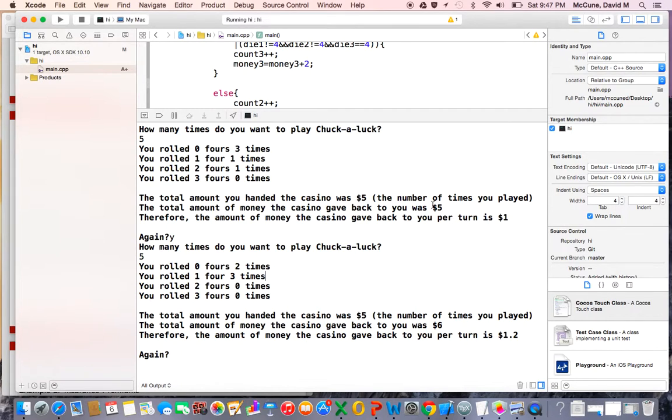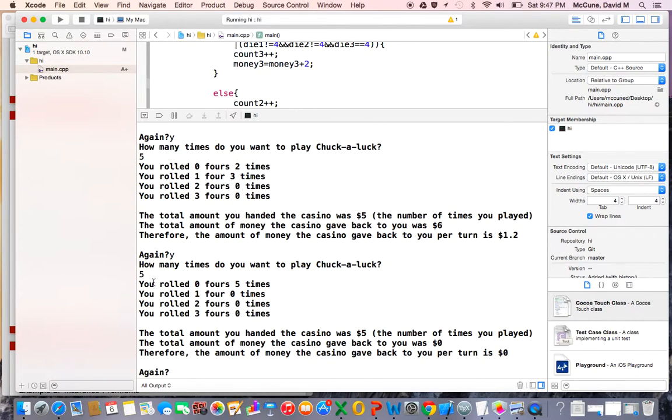So back up here, I basically won $0 per turn, right? I paid up $5, they gave me $5 back. Now I'm making a profit of 20 cents overall, right? So per turn I'm making a profit of 20 cents. So that worked out for me that time. Let's do this again. 5 times. Oh my goodness, I lost them all. So I handed the casino $5. The amount of money the casino gave back to me was $0. So therefore, of course, the amount of money per turn they give back to me is $0.